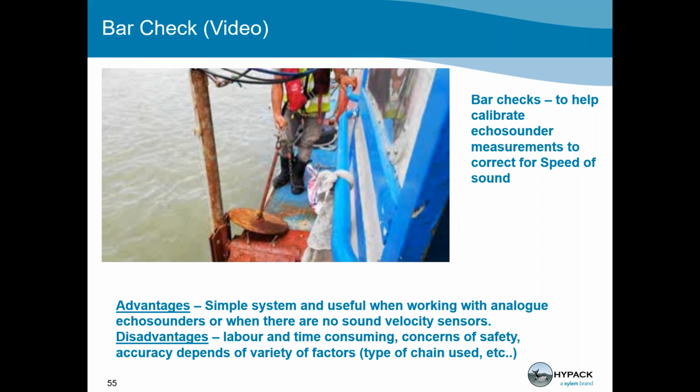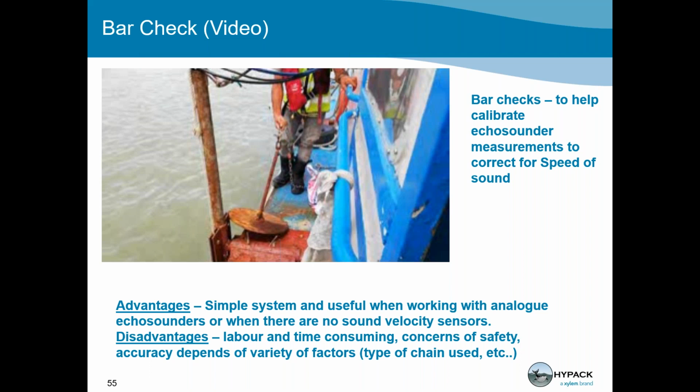Okay, so in single beam surveys, there are usually 2 methods to correct for sound velocity. The first method is to use bar checks. Bar checks usually help to calibrate analog echo sounders, and on HYPACK you also have a virtual bar check utility to correct for raw depth from echo sounders.